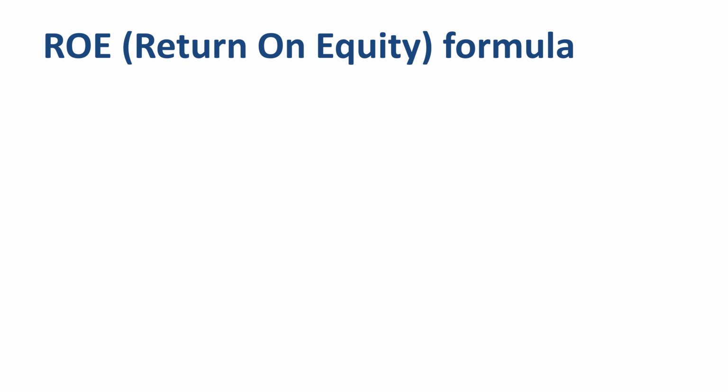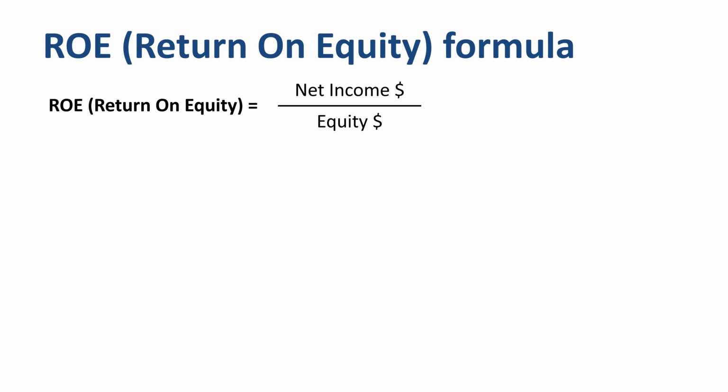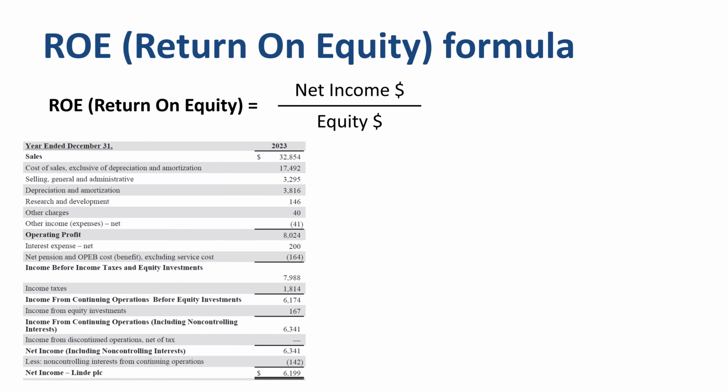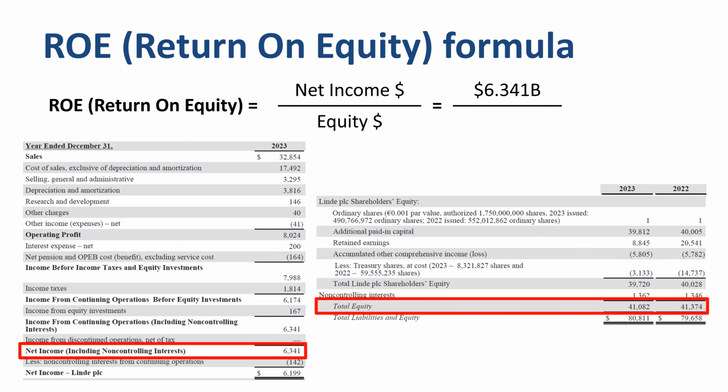The return on equity formula puts net income in the numerator and equity in the denominator. If we pull up the latest income statement, we find net income near the bottom of the page, $6.3 billion in the year 2023. If we pull up the balance sheet, we find the opening balance and the ending balance of equity for the year. The average of those two numbers is $41.2 billion. Divide $6.3 billion in net income by $41.2 billion in average equity, and you get to an ROE of 15.4%.